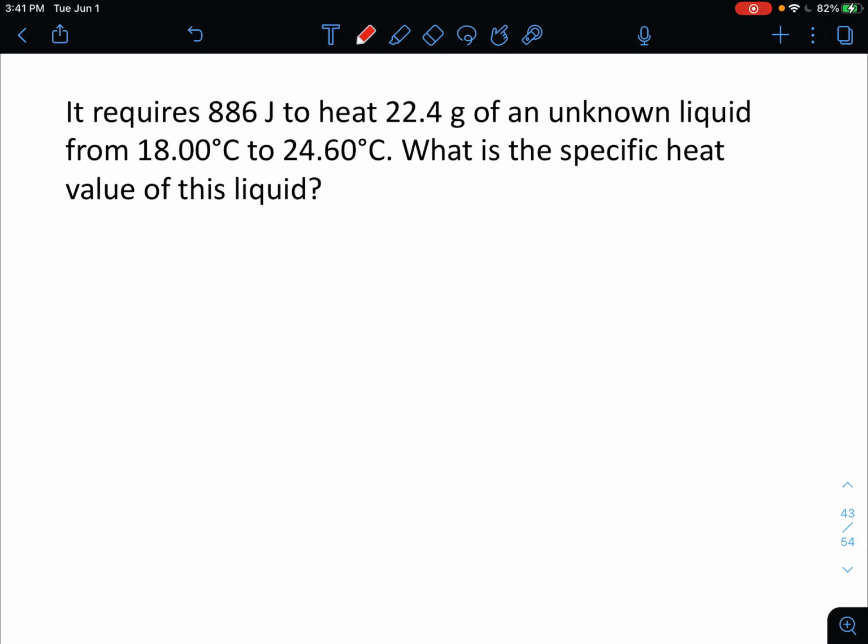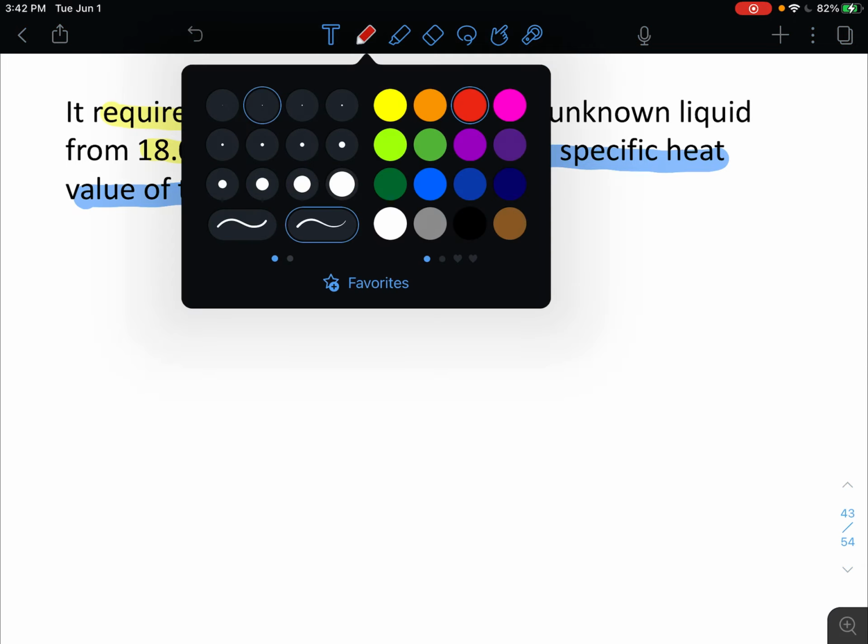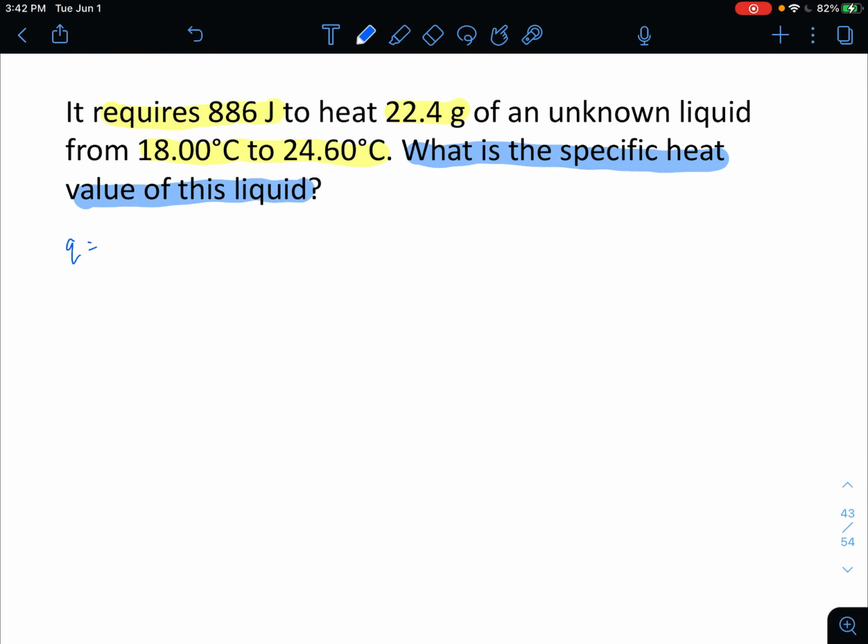Okay, in this question it says it requires 886 joules to heat 22.4 grams of an unknown liquid from 18 degrees Celsius to 24.6 degrees Celsius. And then what are they asking us? What is the specific heat value of this liquid? So now, rather than Q equals ms delta T, we're solving for S, so S equals Q divided by M divided by delta T.